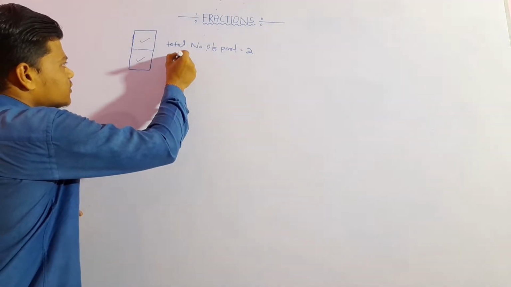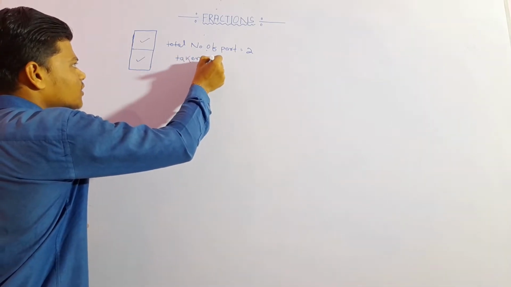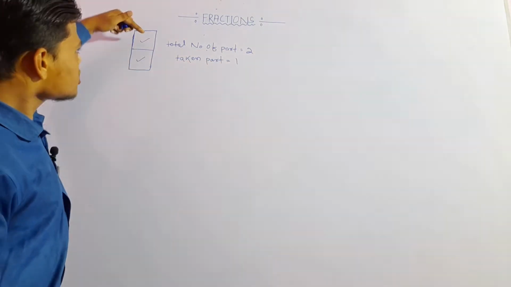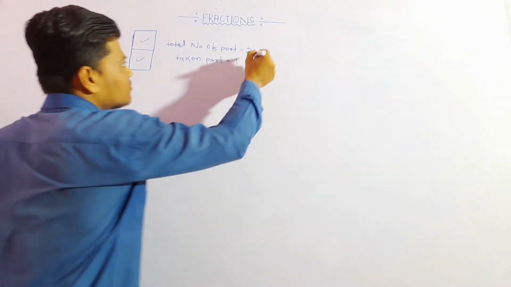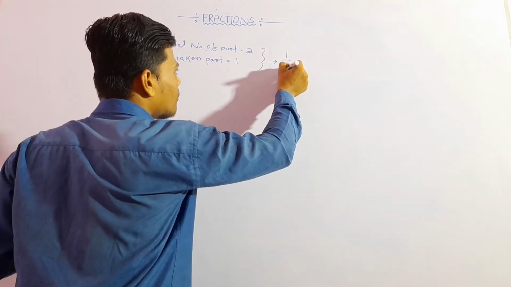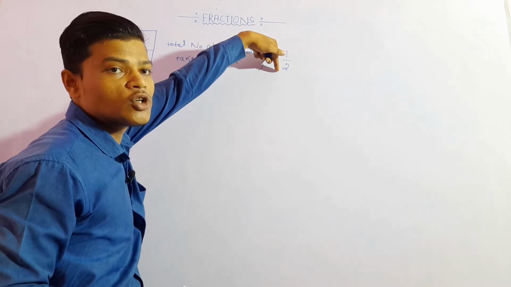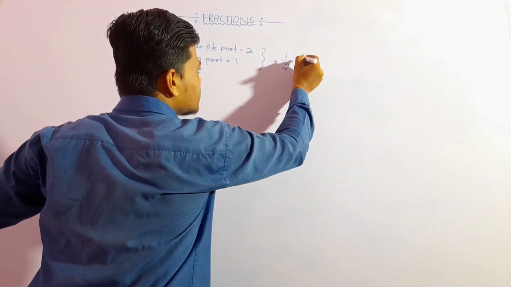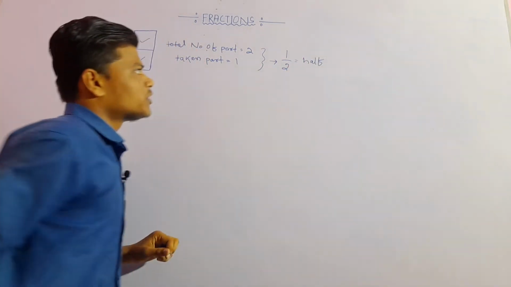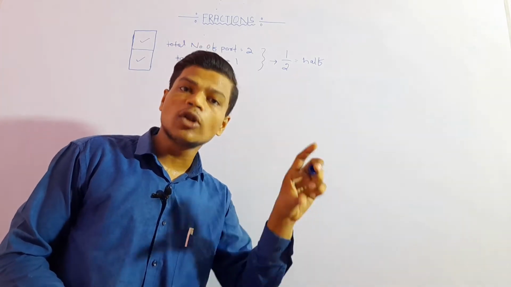So the taken part, if we consider one part, or the chosen part, will be 1. Now each part can be expressed as 1 by 2, which can be read as 1 by 2, 1 over 2, or 1 upon 2, or we say it half. So 1 by 2 means taking one part out of two equal parts of a whole thing.